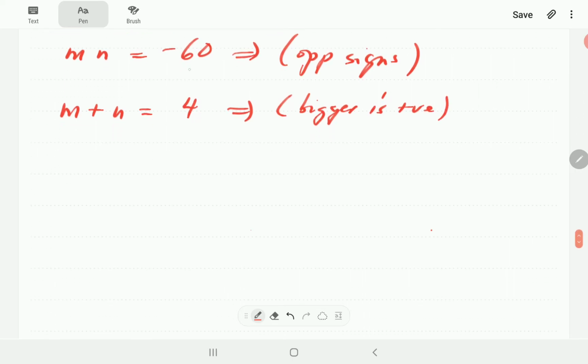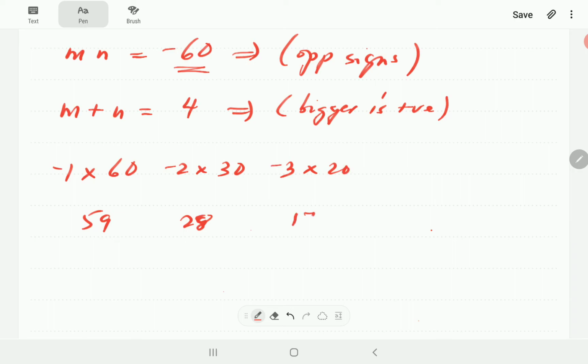Then we look through factors of 60. So 1 is going to go with 60. The bigger is positive, so the negative goes there. When we add those two, we've got 59. 2 goes with 30. When we add those two, we've got 28. 3 goes with 20. When we add, we have got 17.